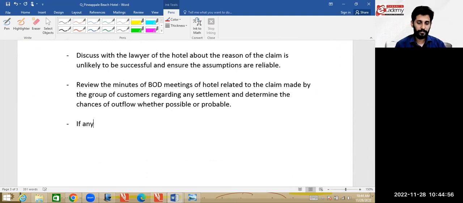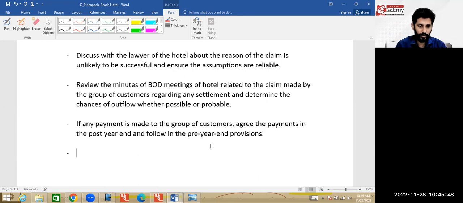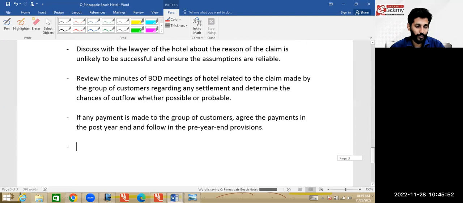So if any payment is made to the group of customers, then review. If any payment is made to the group of customers in the post year end, agree the payments in the post year end and follow them in the pre-year end provisions. And following the pre-year end provisions, how many points have we written down? 1, 2, 3, 4. We have written 4 procedures.